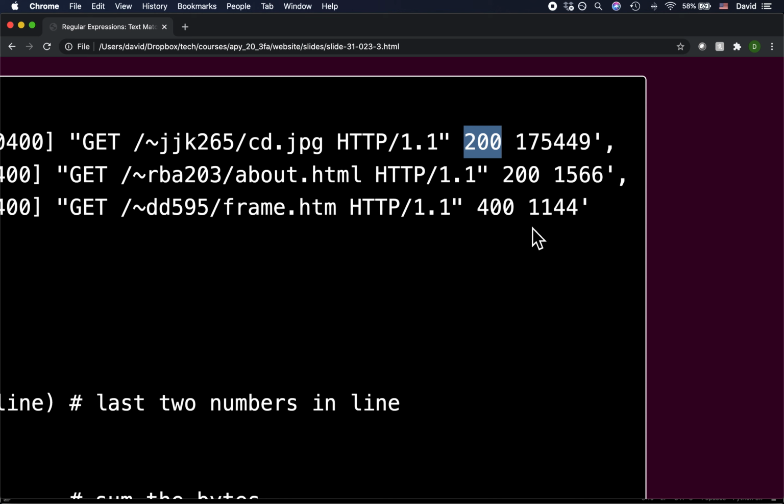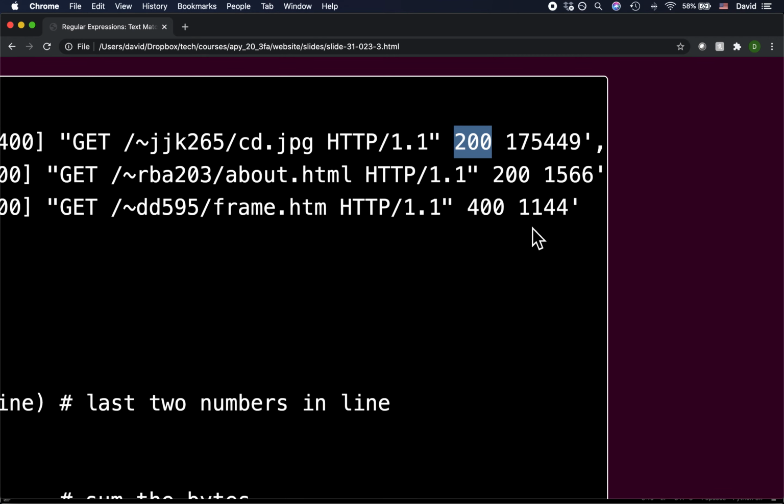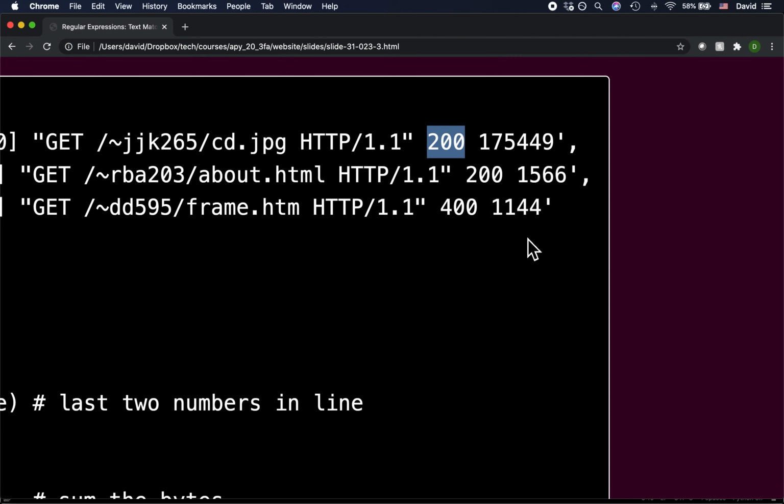And you may remember when we looked at web requests last week, we saw this. 200 means okay. 400 means, I think, not found. Or 404 means not found. I'm not sure what 400 means. But the second set of digits here represents the number of bytes that were downloaded.